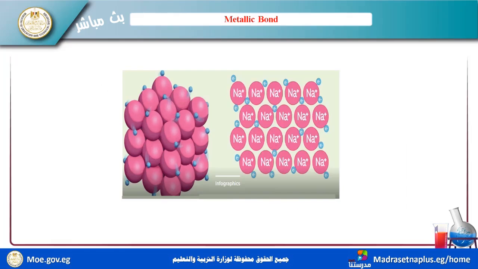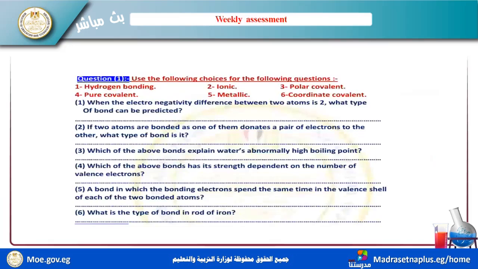If you look at this attraction between the positive and negative inside the metal, this attraction force forms the solidity between sodium, magnesium, aluminum, and other metals. Now we need to discuss and solve some questions before I finish my session.